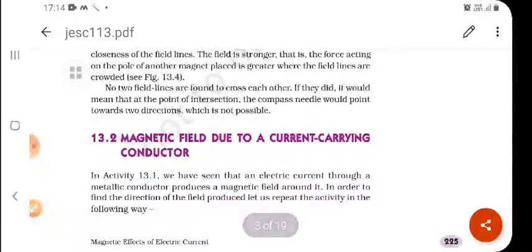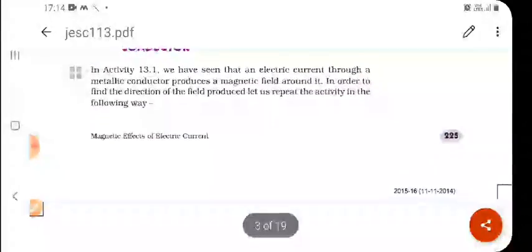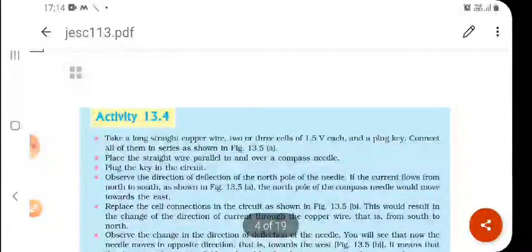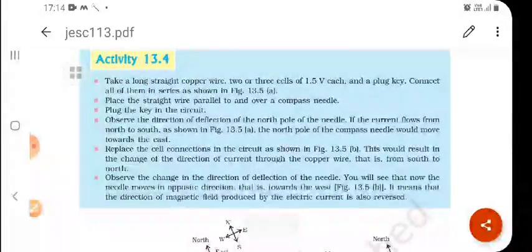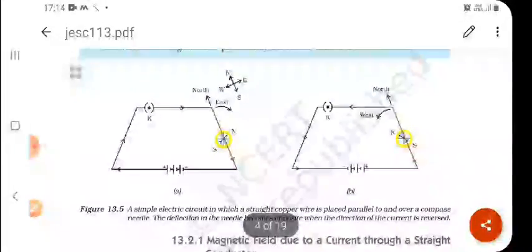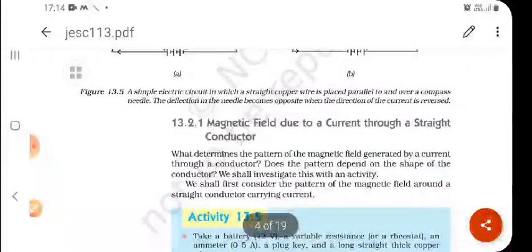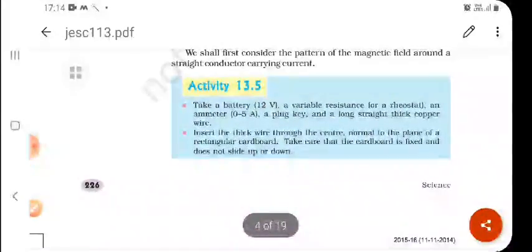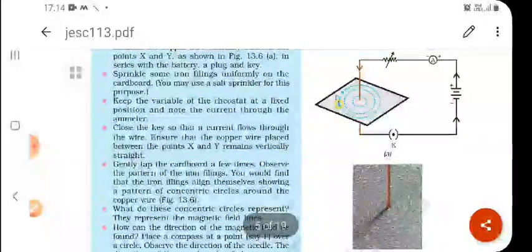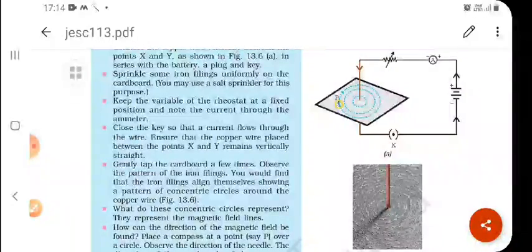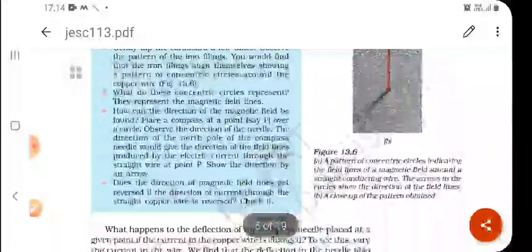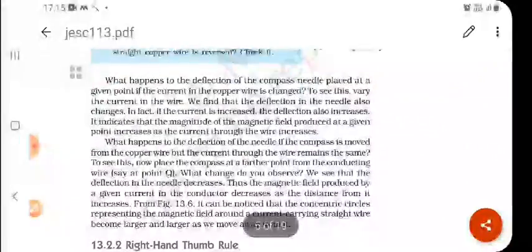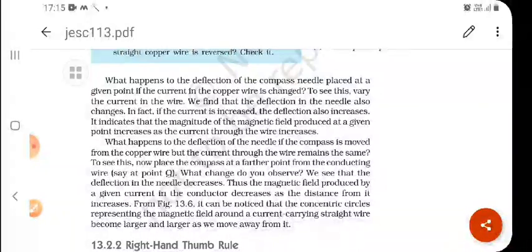Magnetic field due to a current carrying conductor. We have seen that concentric circles are formed if we take any conductor that has some current. In this diagram, the concentric circles show the magnetic field. The patterns of concentric circles indicate the field lines. The farther we move the compass, the larger the size of the circles.